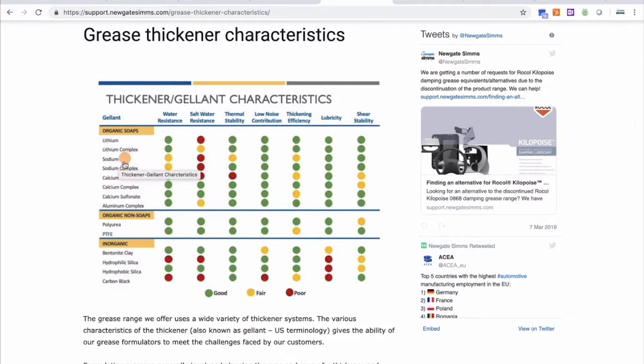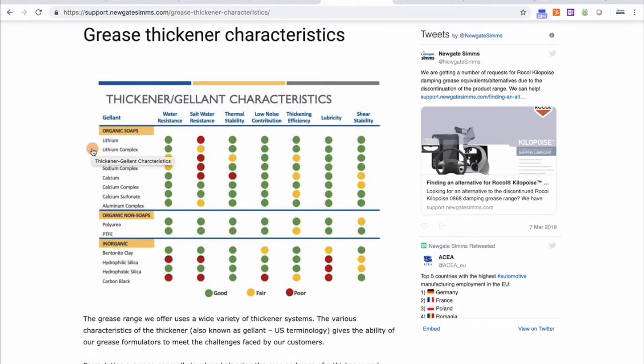As you can see here, there are a number of benefits associated with each type of thickener, and this is just an overview of the usual suspects that our colleagues at Nye use during formulation. As with most things engineering, there are trade-offs. When selecting the thickener, there isn't one thickener that will tick all the boxes.